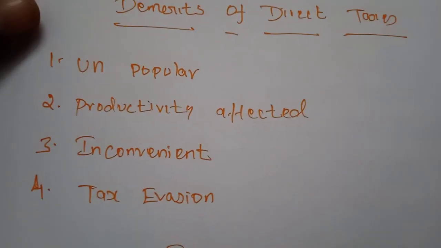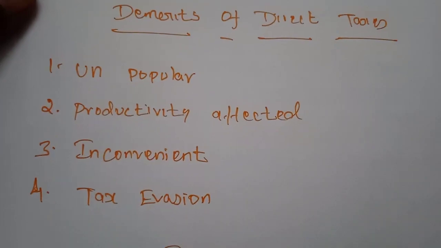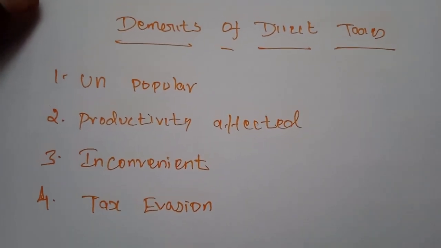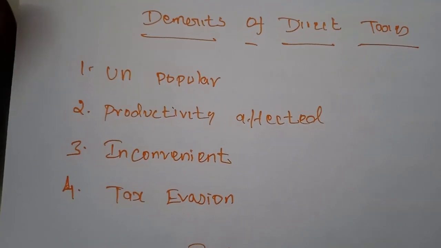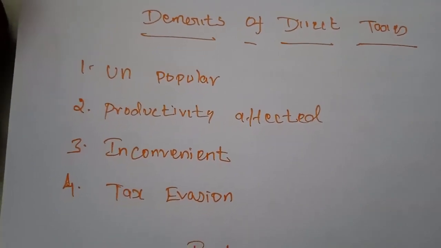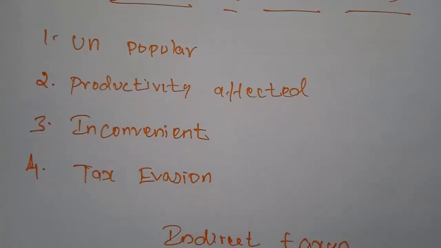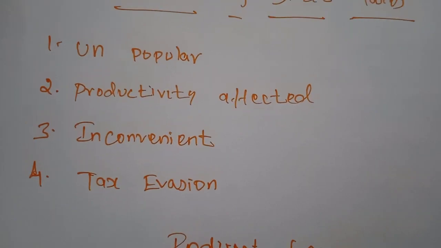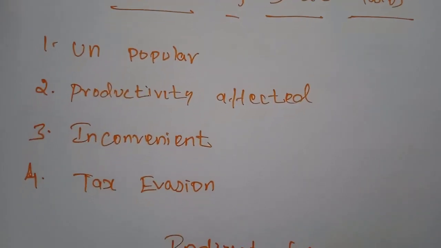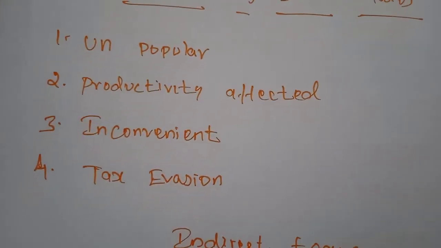Next, the demerits of direct taxes. Even though there are merits in direct taxes, some demerits are there. So what are the demerits? First, it is unpopular. Direct taxes are generally unpopular. It is inconvenient and less flexible. Because the public always thinks, when we are earning the income, why do we have to pay to the government, and so it does not become popular.